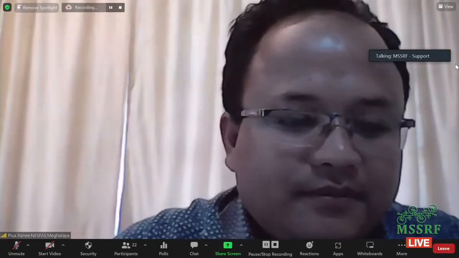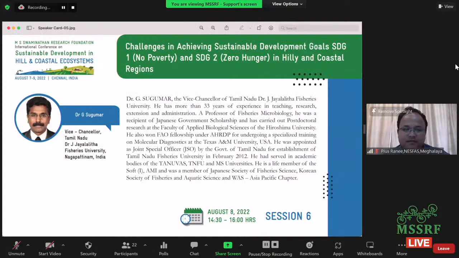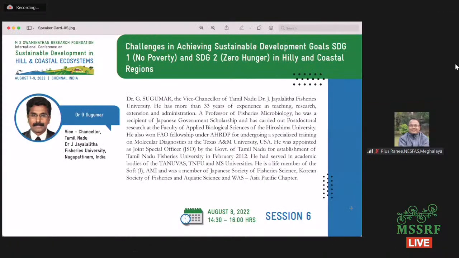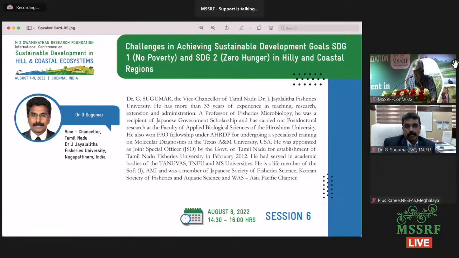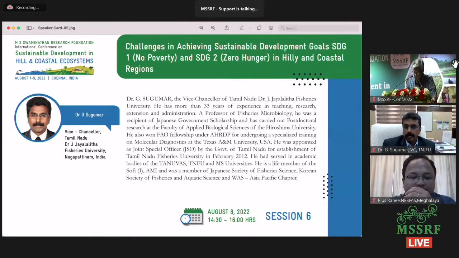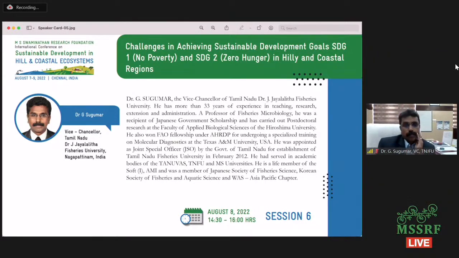Now we'll move on to Dr. Sugumar, the Vice Chancellor of Tamil Nadu Dr. J. Jayalalithaa Fisheries University. Dr. Sugumar has more than 33 years of experience in teaching, research, and extension, and his expertise is in fishery microbiology. He is a recipient of a Japanese government scholarship and carried out postdoctoral research at Hiroshima University. He is a life member of SOFTI and AMI, and was a member of the Japanese Society of Fisheries Science, the Korean Society of Fisheries Science, and the Aquatic Science and WAS Asia Pacific chapter.